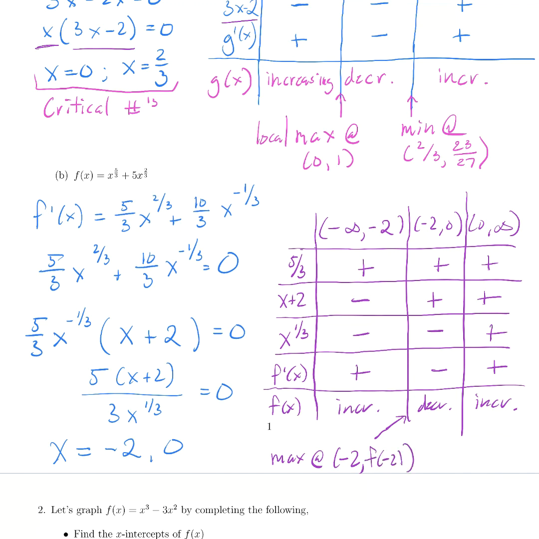And the other one we can handle easily is a min, decreasing to increasing, a minimum at 0, and we evaluate that function at 0 and we get 0. Okay, f of -2. -2 to the 5/3 is not going to be very simple. It's going to have some cube roots of 2 in it, so we'll leave it as f of -2 for now, especially since we're out of space.